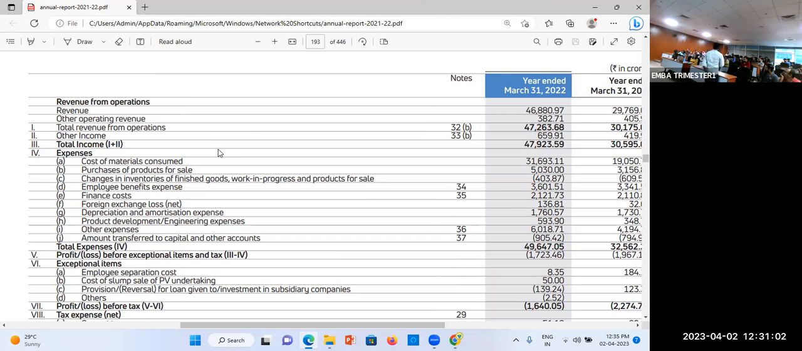Buying. Suppose you're buying a property, what will you do first? That and all is okay. In accounting, what do you do? You make journal entries.